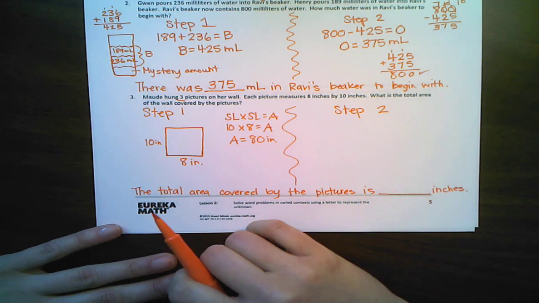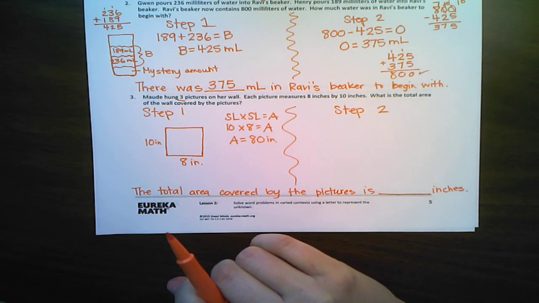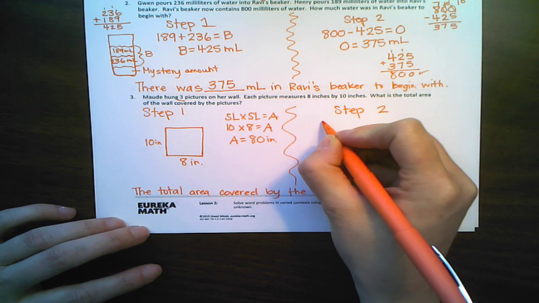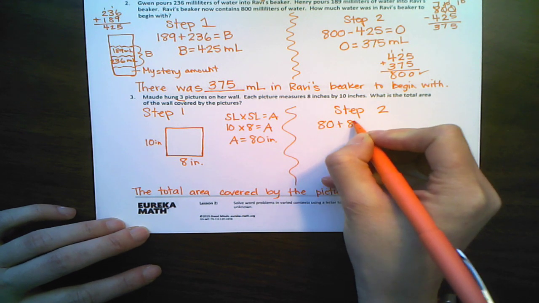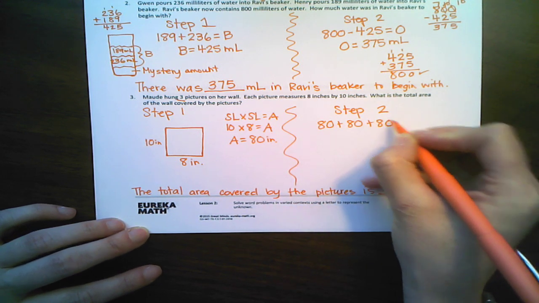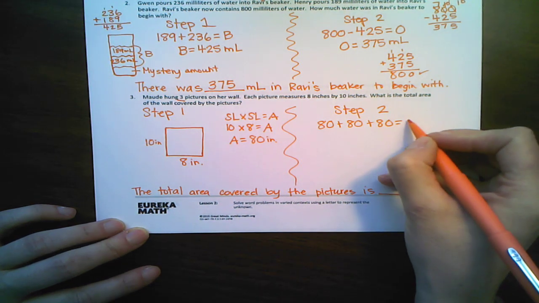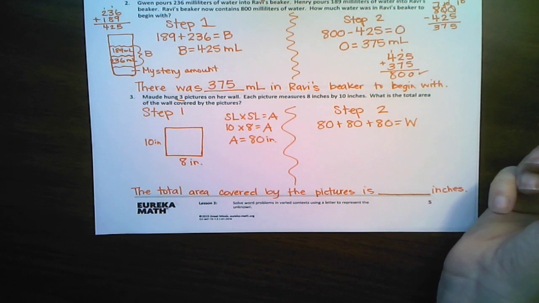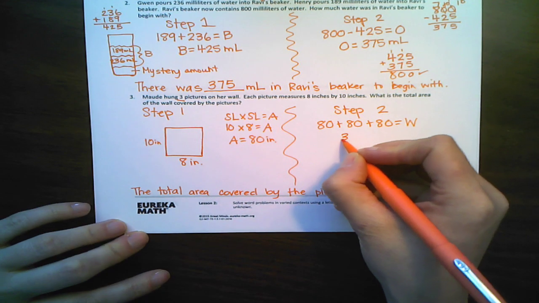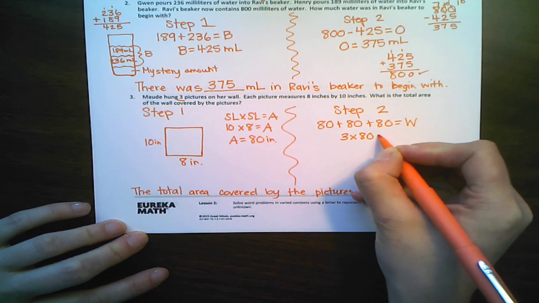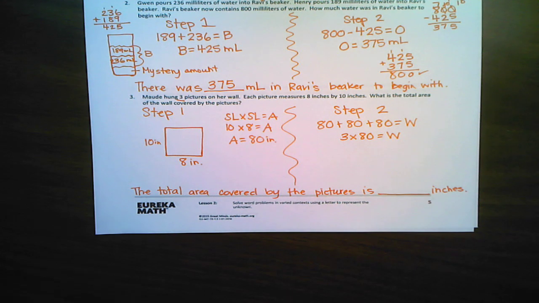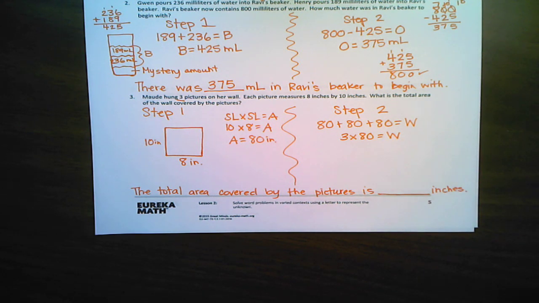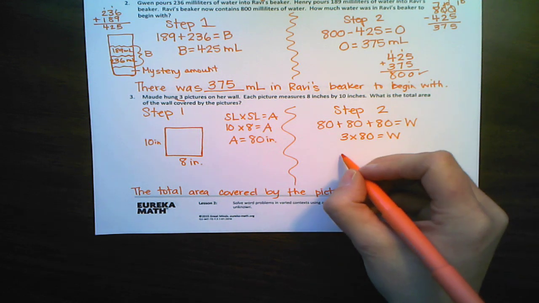So how are we going to figure that out? What are we thinking? A couple different ways we could do this. We could do 80 plus 80 plus 80 equals wall. Or we could do 3 times 80 equals wall. These will both give us the same answer, right?